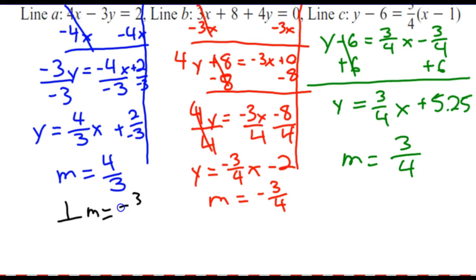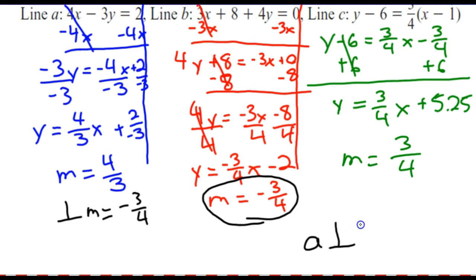and that gives me a negative 3/4. Do we have a negative 3/4? Yeah, we do. We have one right here. So that means that line A is perpendicular to line B, but they're not perpendicular to C at all either. So just A is perpendicular to B.